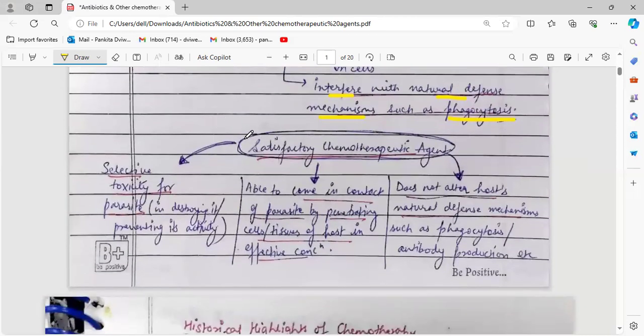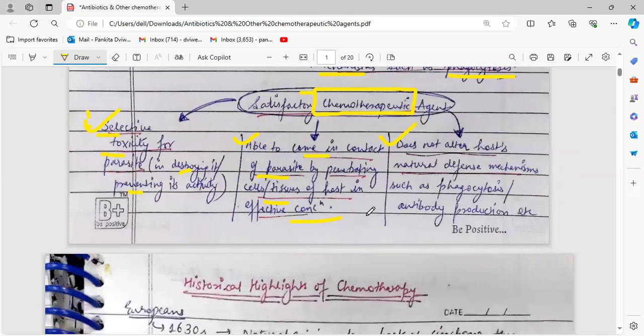The conditions that are required for an agent to be classified as a chemotherapeutic agent are, number one, that it should have selective toxicity for a particular parasite, microbe or cell that we are trying to destroy. Selective toxicity may include destroying or preventing the activity of that particular parasite. Second, it is able to come in contact with the parasite through penetration of our cells and tissues in effective concentration. The third is that it will not affect the host's defense mechanism in any way; the natural defense mechanisms of the host are not altered by the use of that agent. When all these three conditions are satisfied, a chemotherapeutic agent is considered satisfactory.